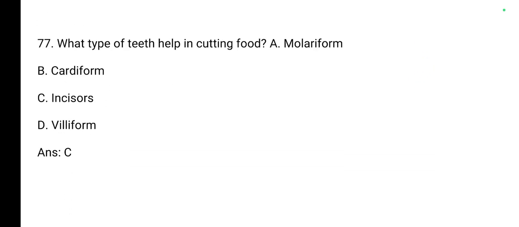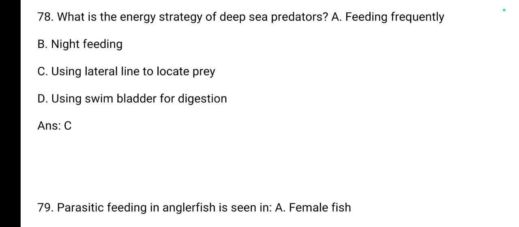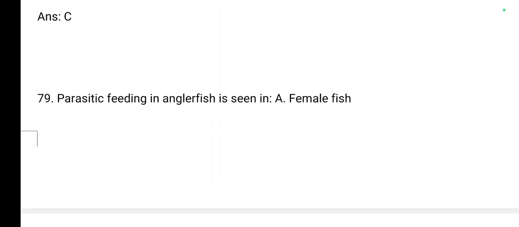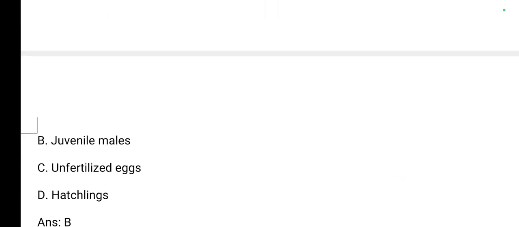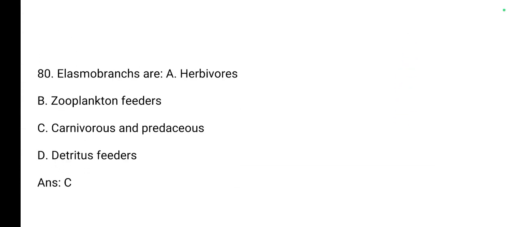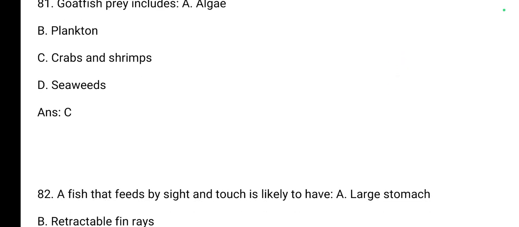What type of teeth help in cutting food? So it is incisors. What is the energy strategy of deep sea predators? So it is using lateral line to locate prey. Parasitic feeding in angler fish is seen in, so it is seen in juvenile males. Elasmobranchs are, so they are carnivorous and predaceous. Goatfish prey includes, so it includes crabs and shrimps.